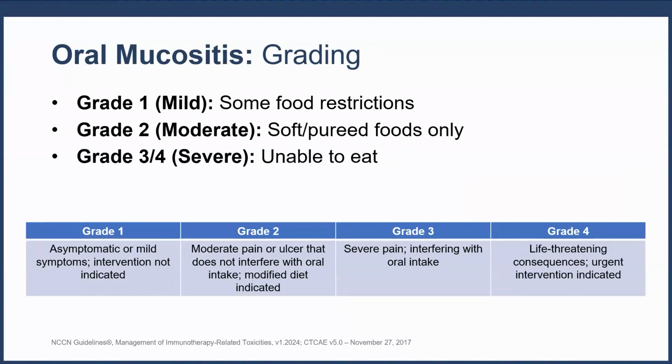With grading, this is, again, somewhat what you would expect and somewhat not. NCCN has taken more of the approach of grading by food restrictions, with grade 1 being some food restrictions, grade 2 being softer pureed foods only, and grade 3 or 4 being unable to eat. Whereas you can see the CTCAE criteria below focus more on the severity of symptoms, which I think is also indicated by the ability to eat or not, and pain or ulceration. And so you can see the stratification here.